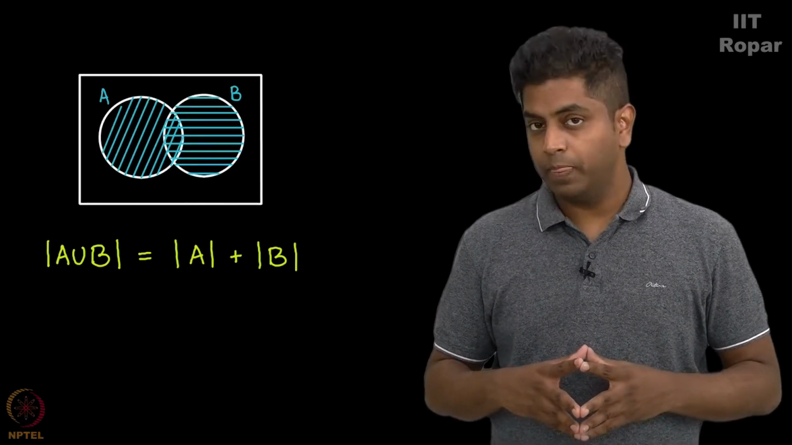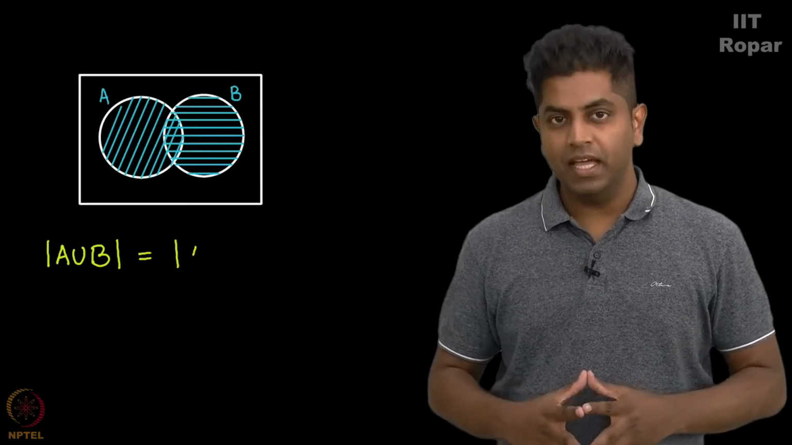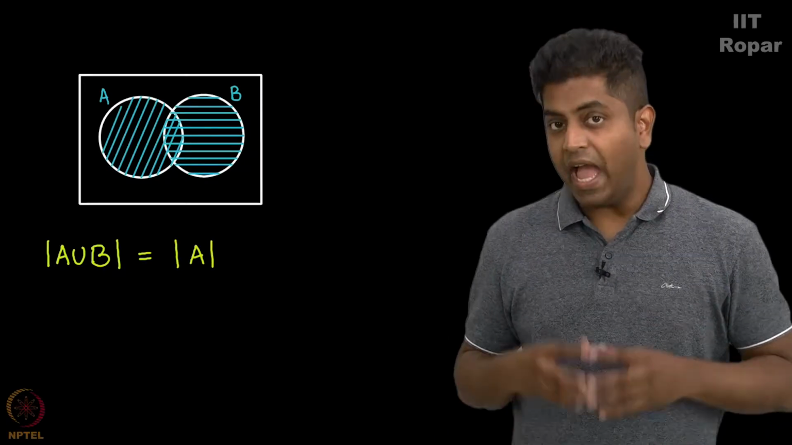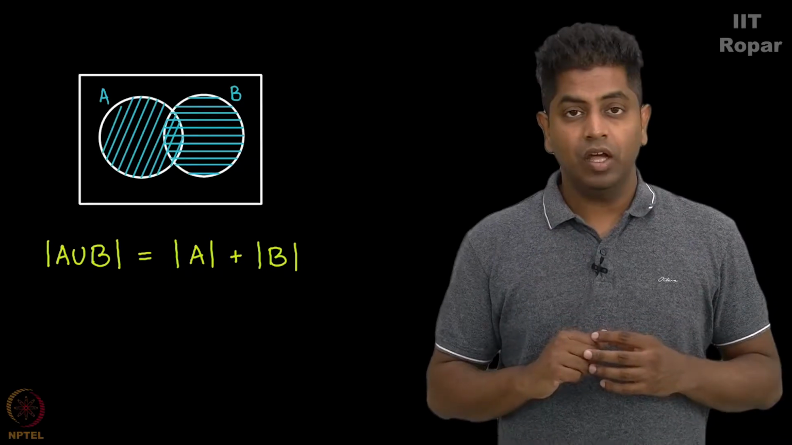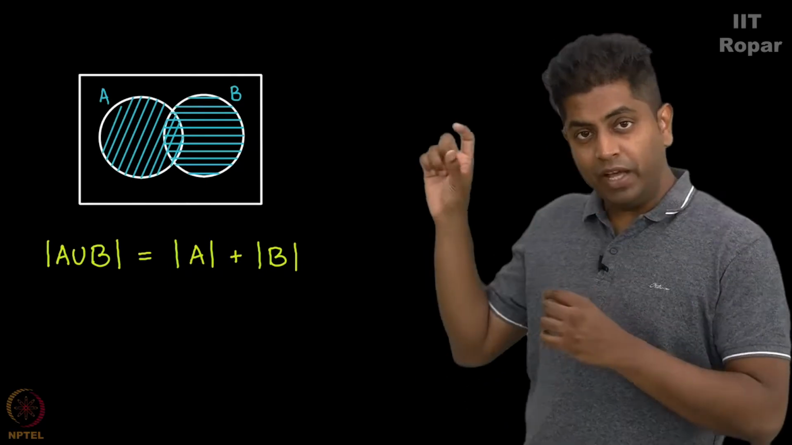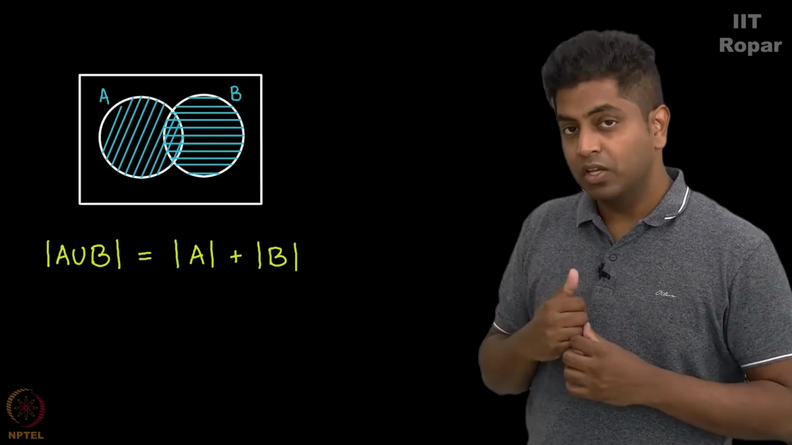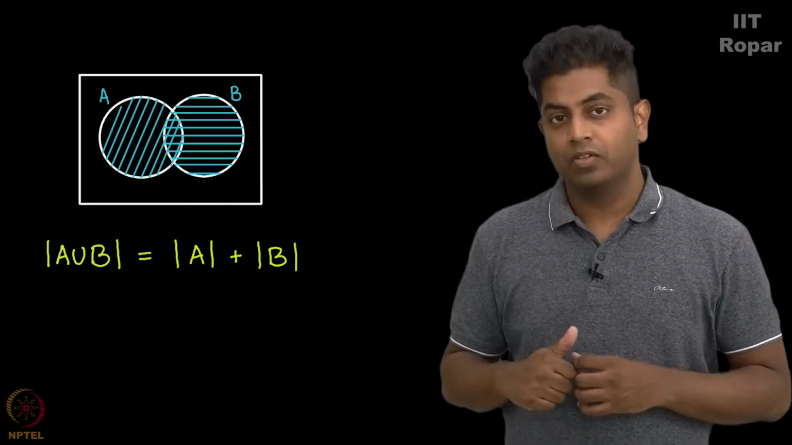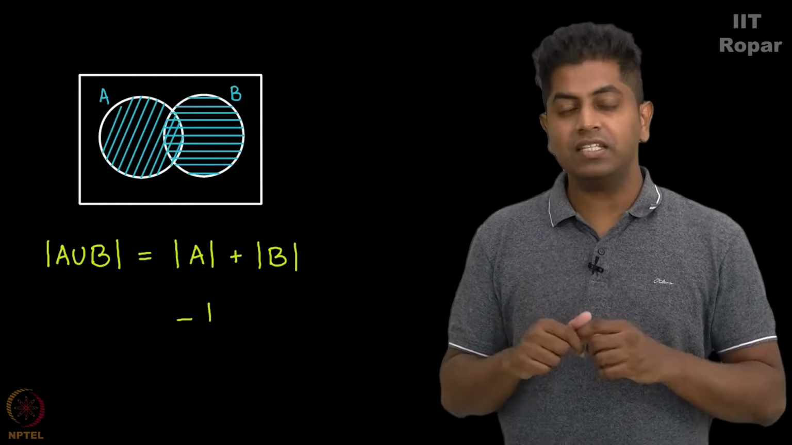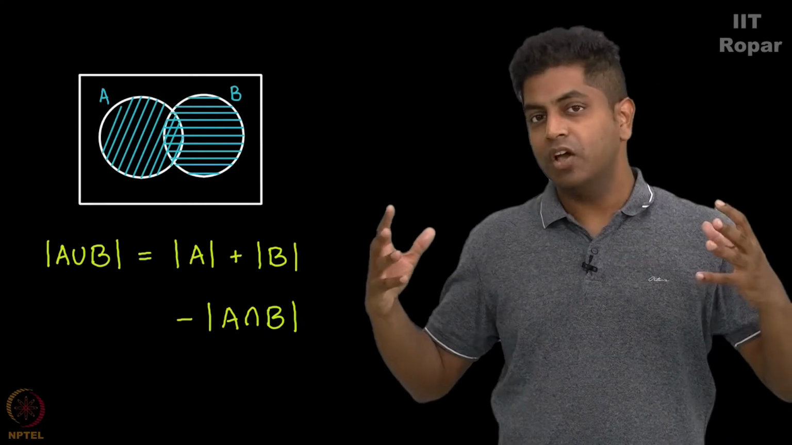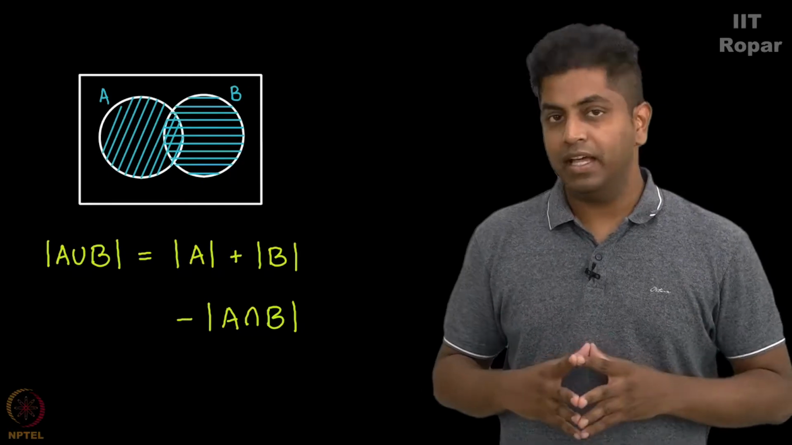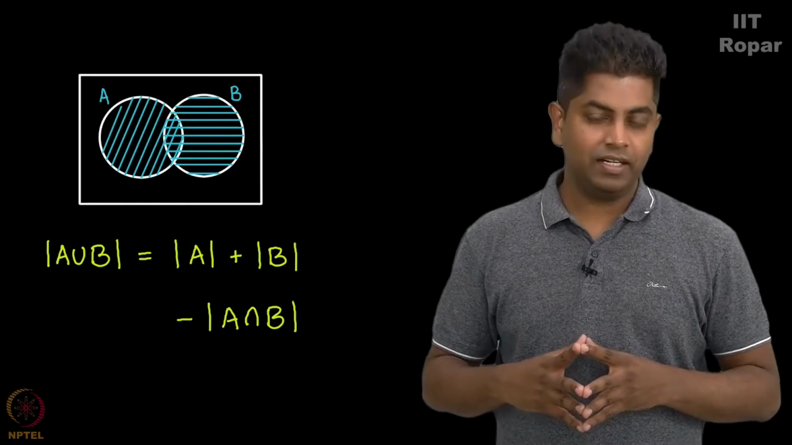So what's the formula? The number of elements in A union B is the number of elements in A and the number of elements in B. But wait a minute, we just included a few elements twice, so we should subtract it once. So what we do is we do a minus A intersection B, right? That gives us what is inside A union B, correct?